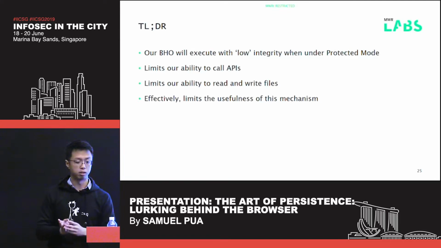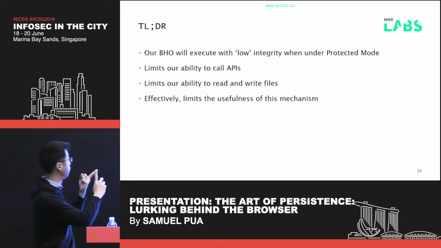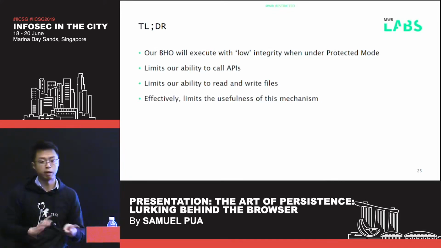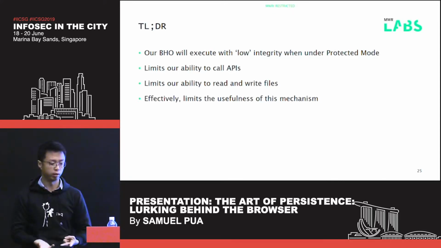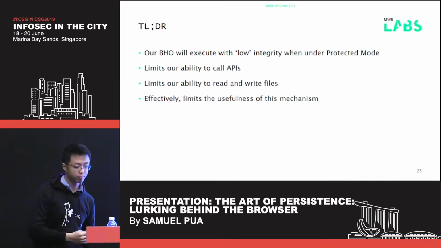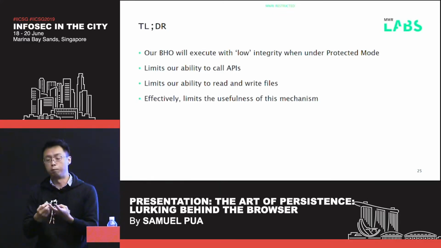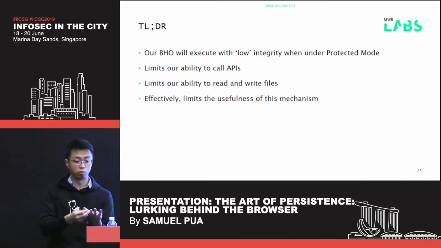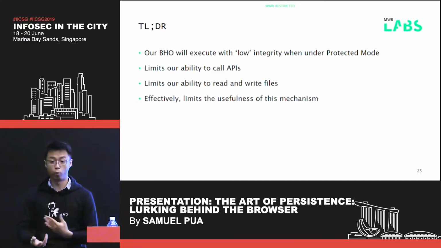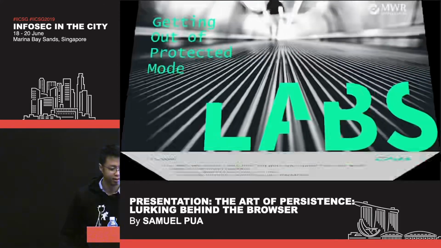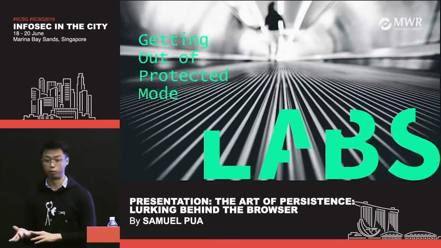So what happens is it limits our ability to call API, it limits our ability to read-write to files. Pretty much most files that we want can't be read or written. And we are not able to import kernel32, and we are not able to run commands. Essentially, everything we wanted to do can't be done. And guess what? No surprise. We'll be getting out of the protected mode.